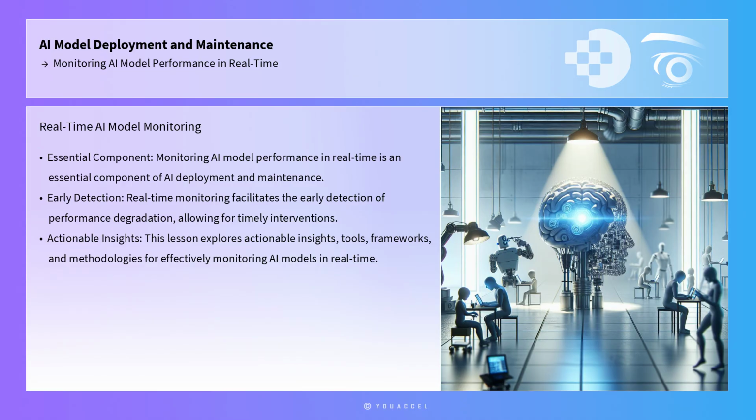Real-time monitoring facilitates the early detection of performance degradation, allowing for timely interventions that prevent costly errors and maintain the integrity of AI systems. This lesson explores actionable insights, tools, frameworks, and methodologies for effectively monitoring AI models in real time, providing professionals with the knowledge and skills necessary to implement these strategies in practical scenarios.